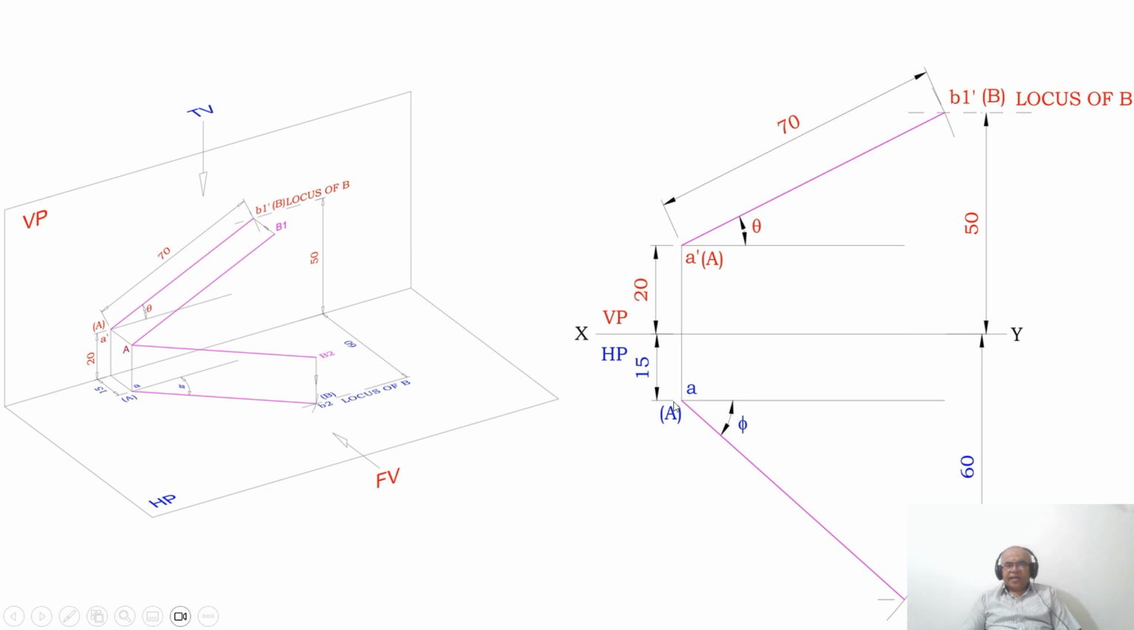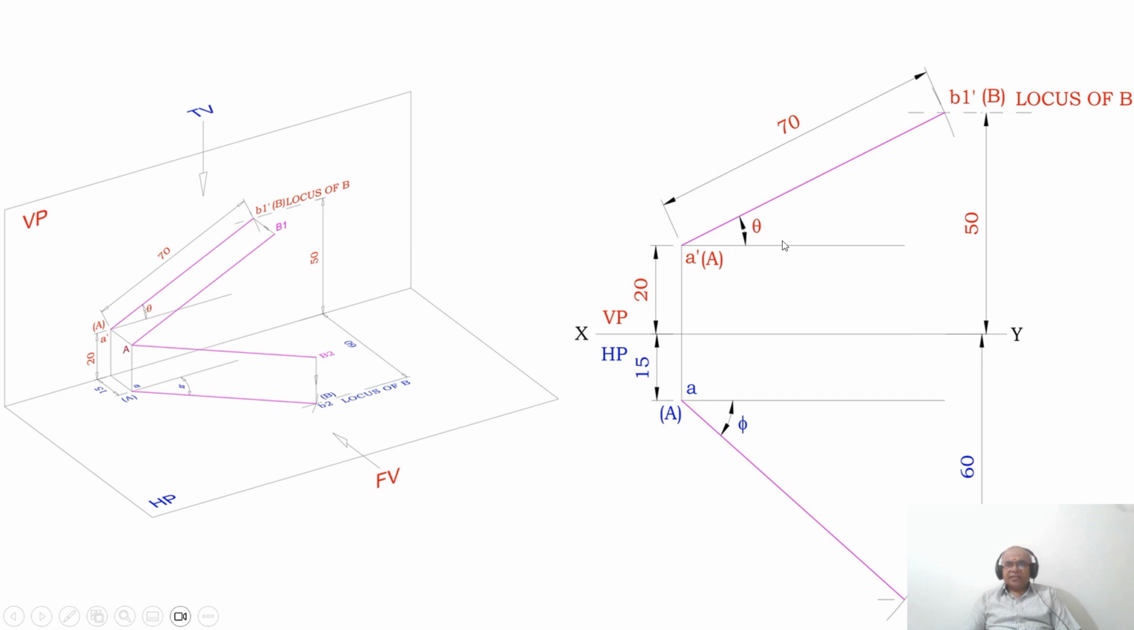Similarly, with A as center, the true length is the same in both HP and VP. You know the locus of B in the top view also. So with A as center, take a radius of 70 and cut an arc on the locus of B in the top view. You mark this point as B2, and capital B in bracket. And this is the locus of B. So this is all. And join AB2 and A dash B1 dash. So these two lines represent the true length in the top view and the true length in the front view.